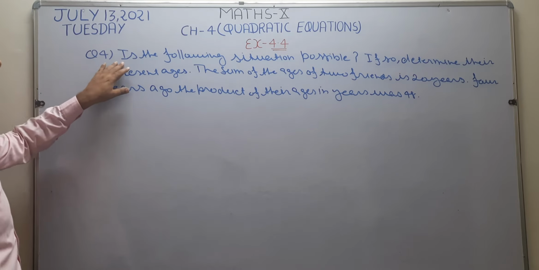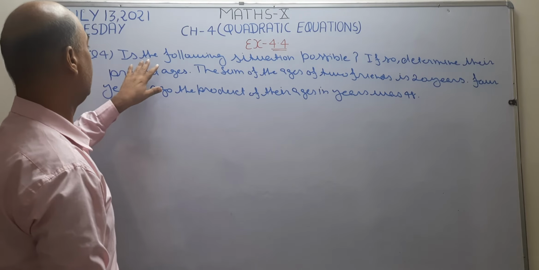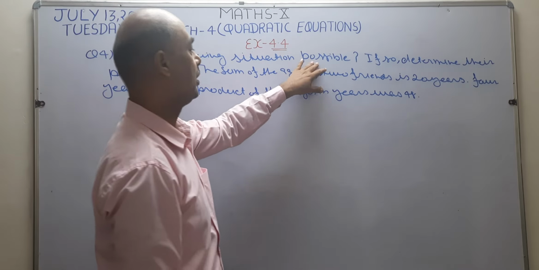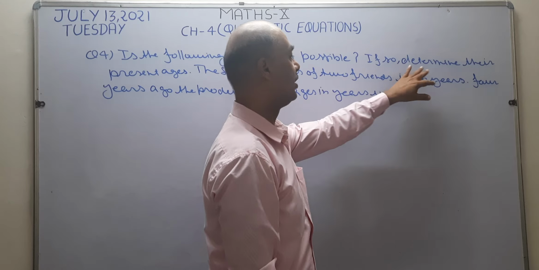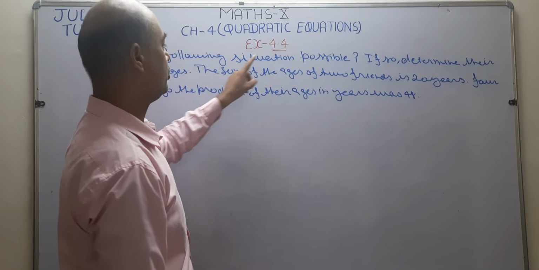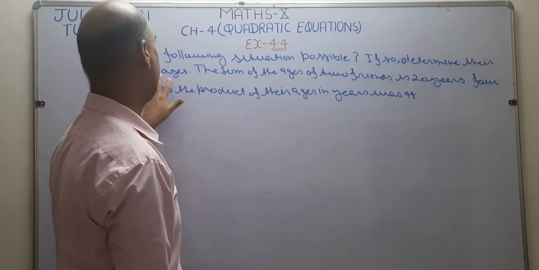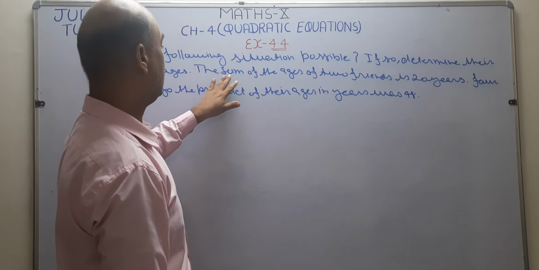Now we will solve question number 4 of exercise 4.4. Is the following situation possible? First, I want to check whether the given situation is possible or not. If so, determine their present ages. If the situation is possible, then we have to find the present ages.